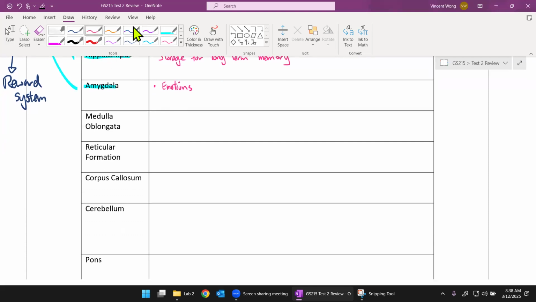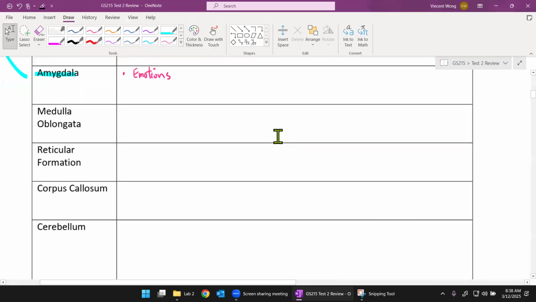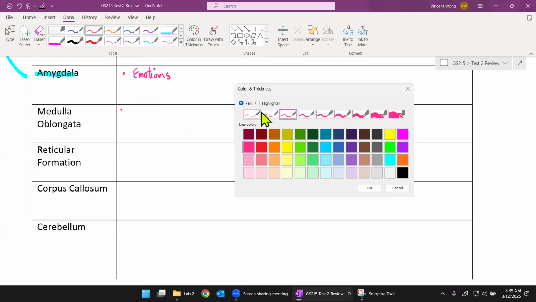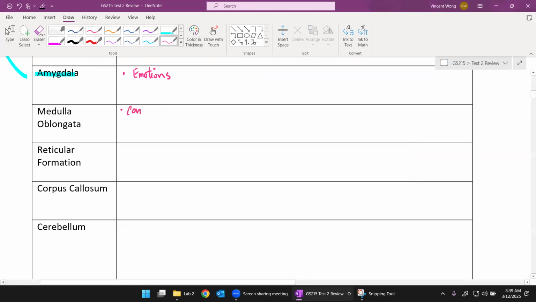Okay, moving on, we have the medulla oblongata, which, as you know, is part of the brainstem, and it contains the respiratory center. It also helps regulate heartbeat, specifically the strength of the heartbeat.